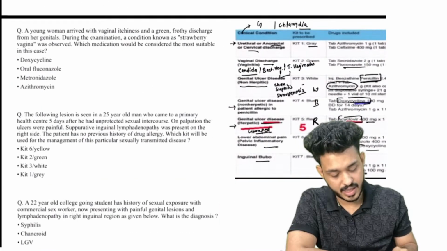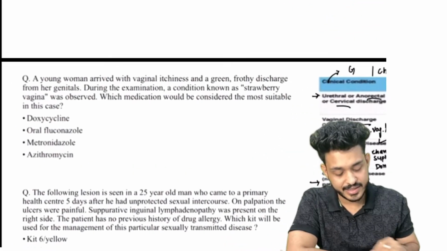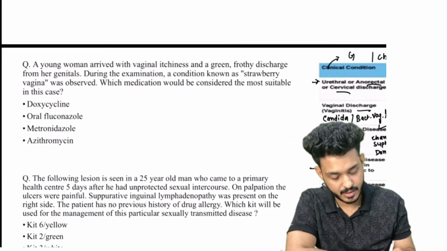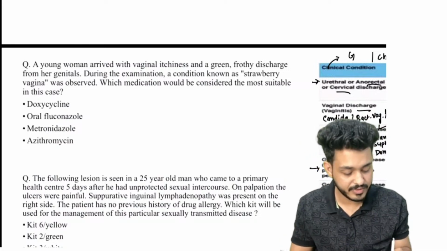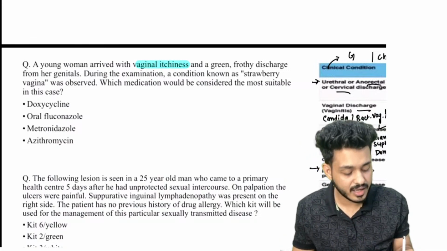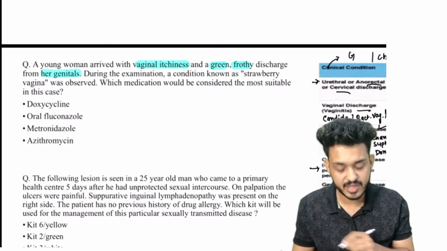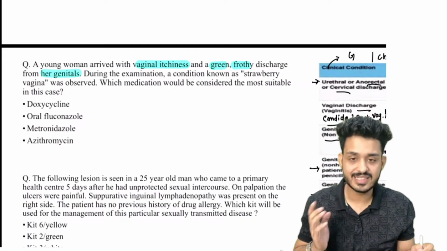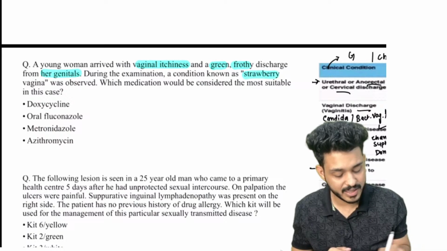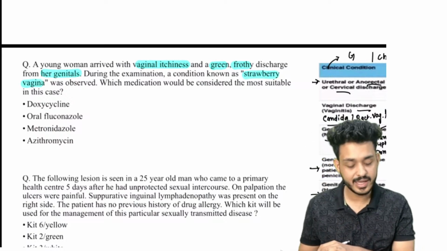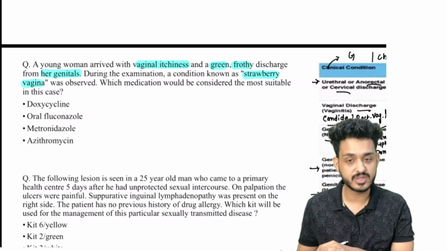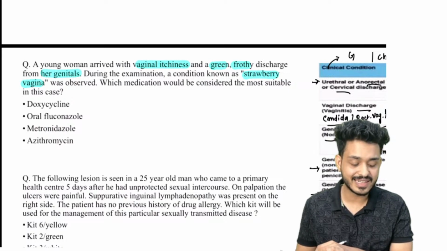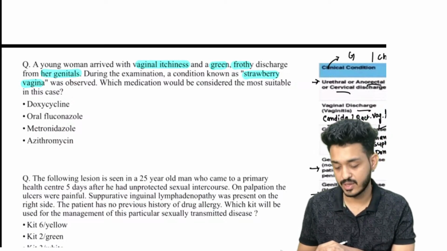Try to solve this particular question. A young woman arrived with vaginal itchiness. A green frothy discharge is coming from her genitals. During the examination, a condition known as strawberry vagina was observed. Which medication would be considered the most suitable in this particular case?